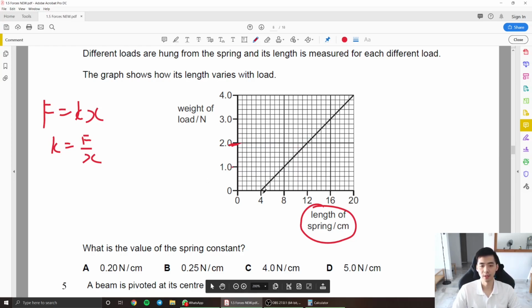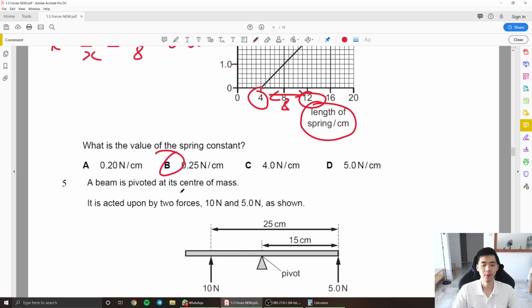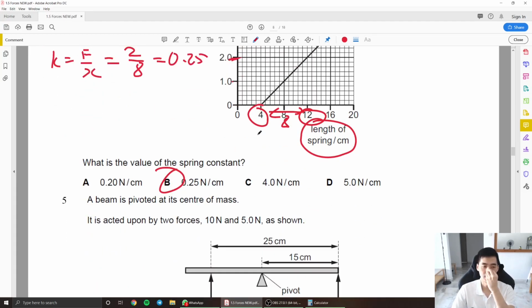You need to find the extension. The original length is 4 cm and the extended length is actually going to be 8. So from here, yet again, it's going to be 2 divided by 8, which is going to be 0.25 newtons per cm. You can find other values here as well. You will get the same answer, guys.